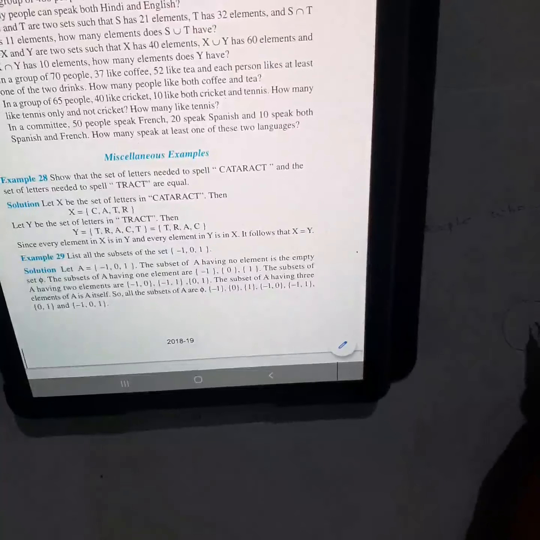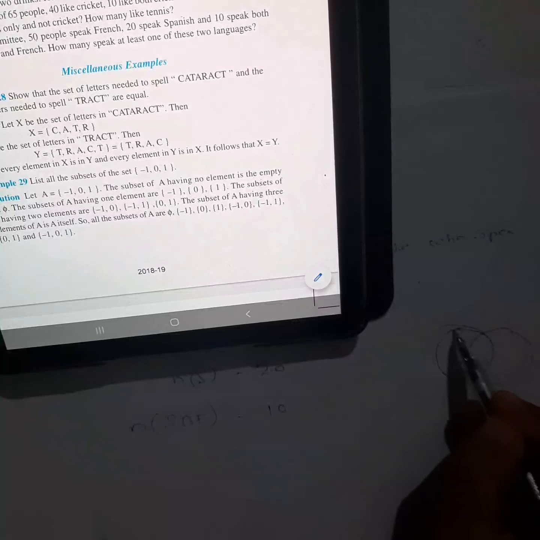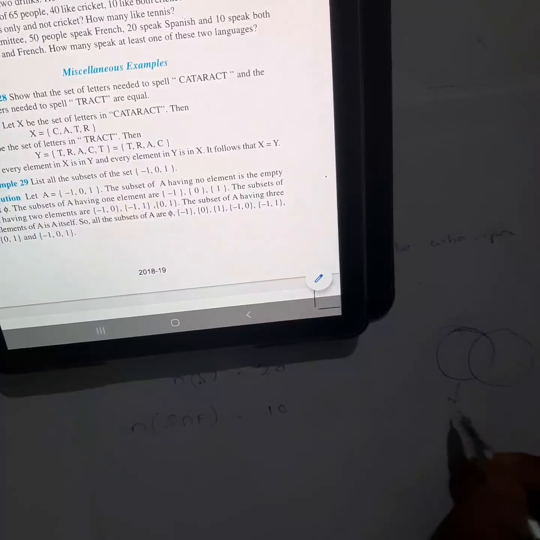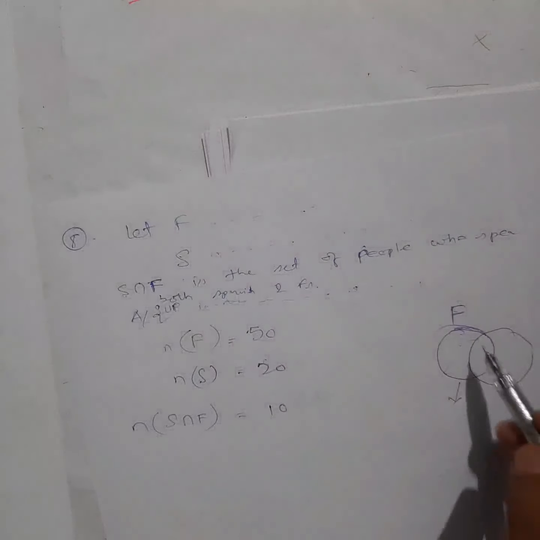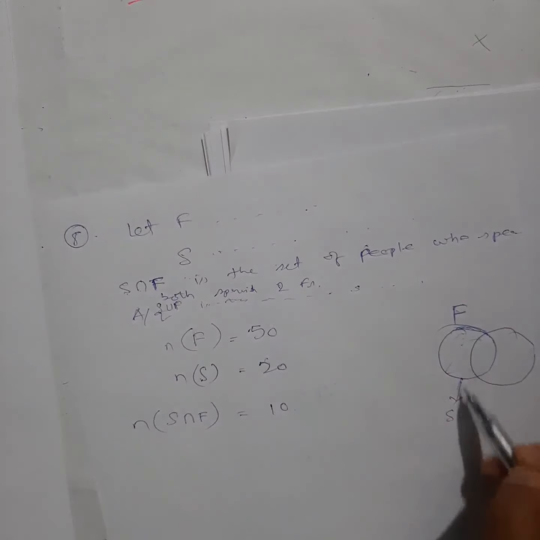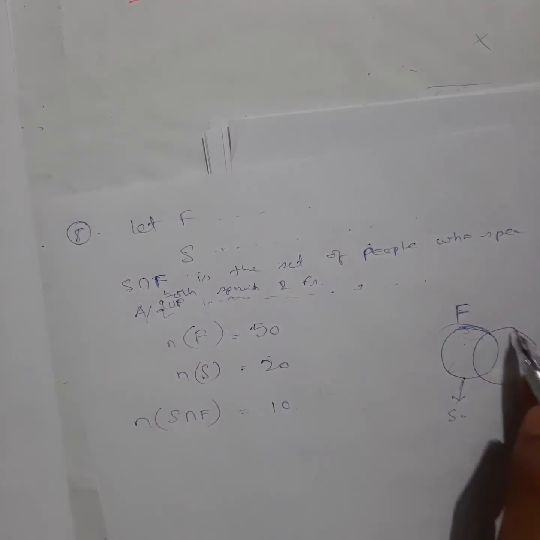So the group of people, we don't know how many there are, right? They have just said, see carefully, 50 people speak French. This is your set of people who speak French. 50 people speak French, they have said. 20 people speak Spanish.